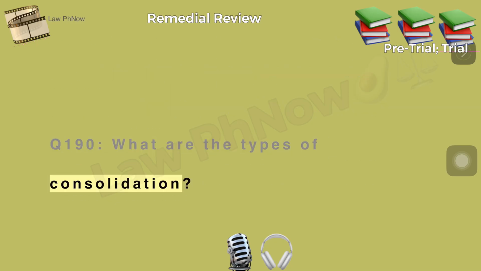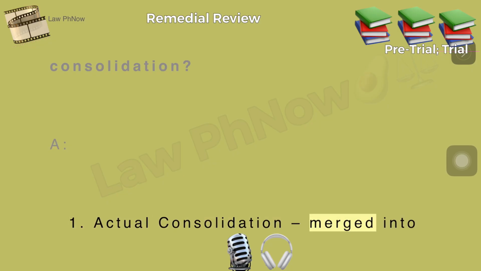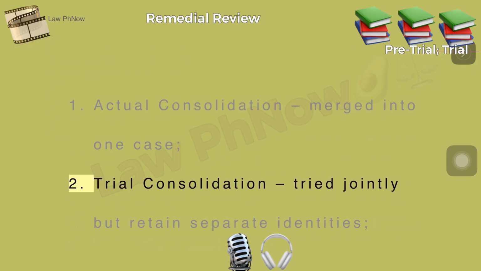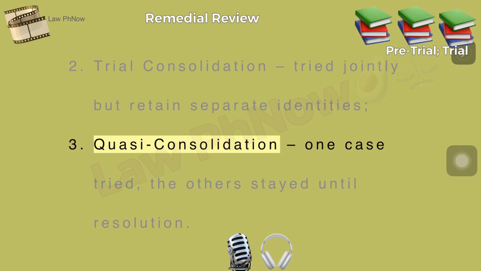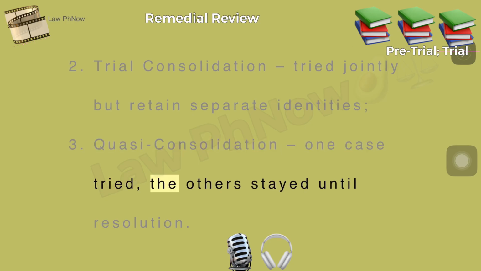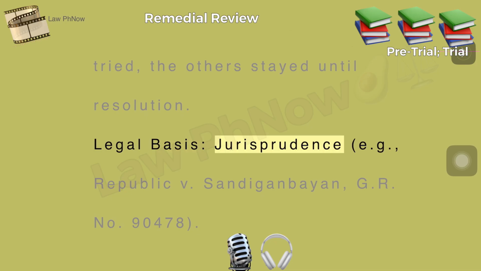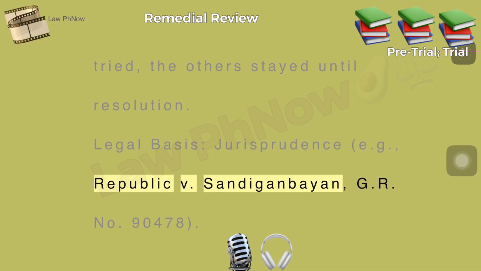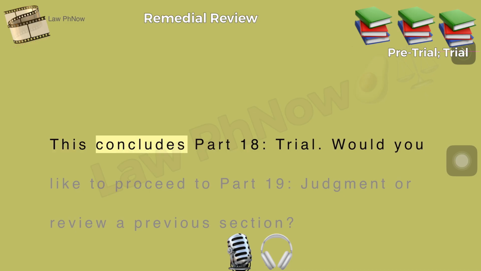Q190. What are the types of consolidation? A. 1. Actual consolidation, merged into one case. 2. Trial consolidation, tried jointly but retains separate identities. 3. Quasi-consolidation, one case tried, the others stayed until resolution. Legal basis, jurisprudence, e.g., Republic v. Sandiganbayan, G.R. No. 90478. This concludes Part 18, Trial.